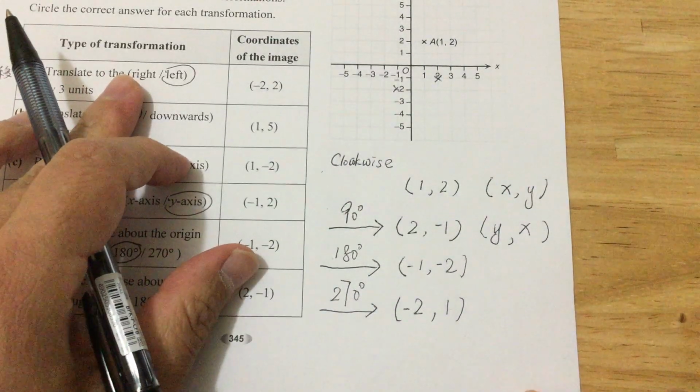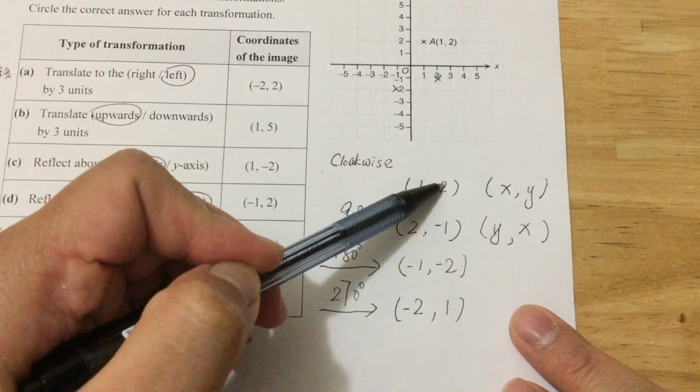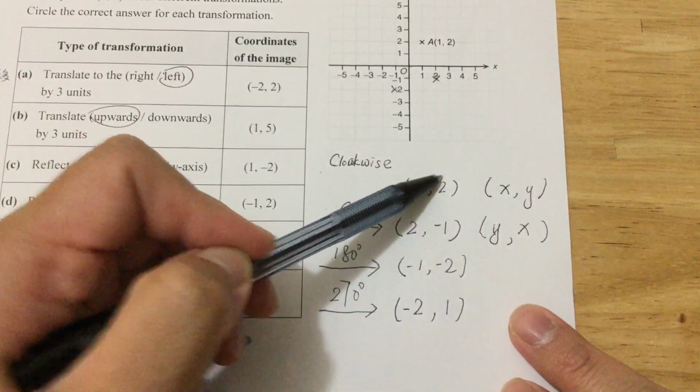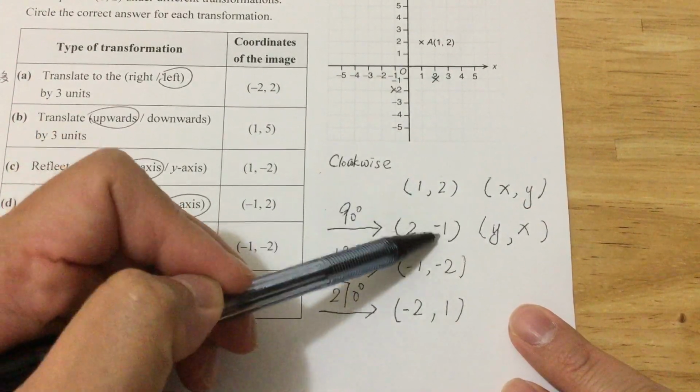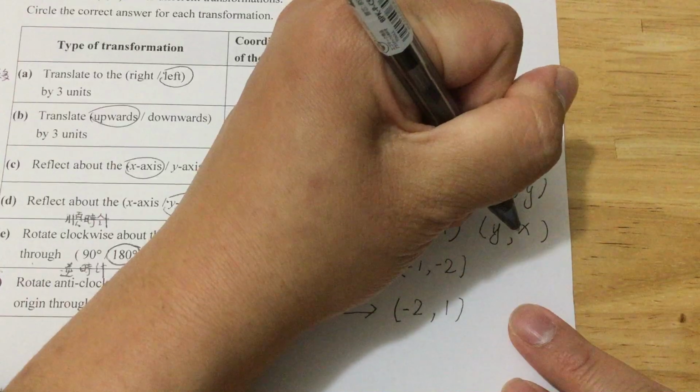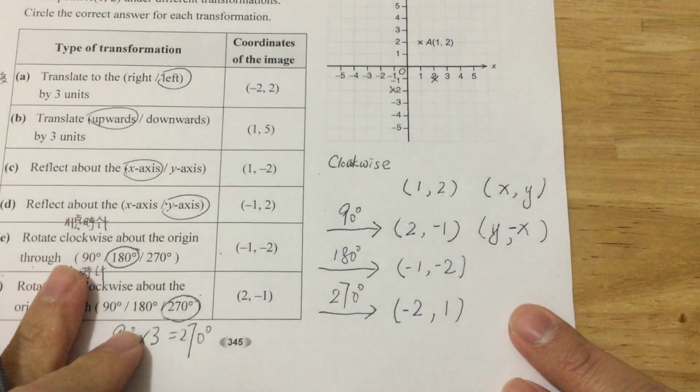And one more thing you can find is that from the y to the x, you will see nothing change. But from x changed to y, you will add a negative sign here. So you change it and add a negative sign.